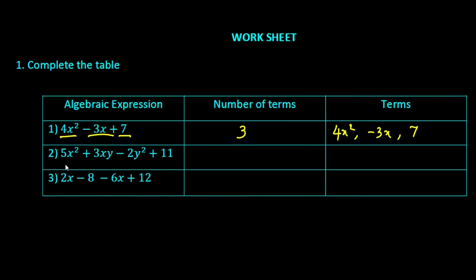In the second problem, 5x square plus 3xy minus 2y square plus 11. In this we have four terms. 1, 2, 3, 4. So four terms. What are those terms? 5x square, 3xy, minus 2y square and 11.